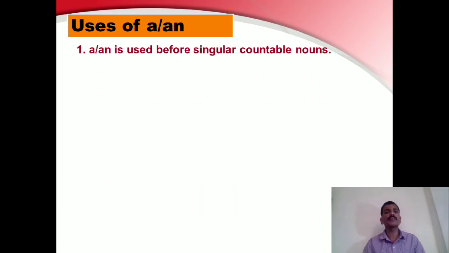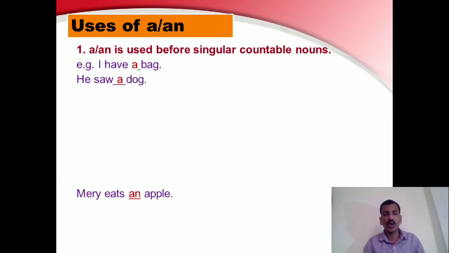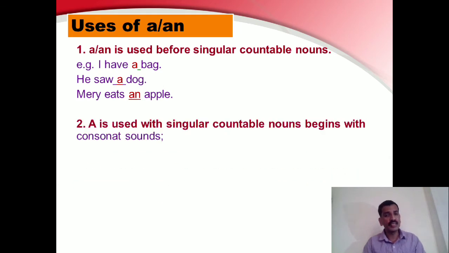Next is uses of a and an. Let us see the first use. A and an are used before singular countable nouns. For example, I have a bag, I have a pen. Singular countable nouns. If you have one thing, just say a. Whatever single things you have, try to use a. A denotes one. He saw a dog. Mary eats an apple. This is the first rule.